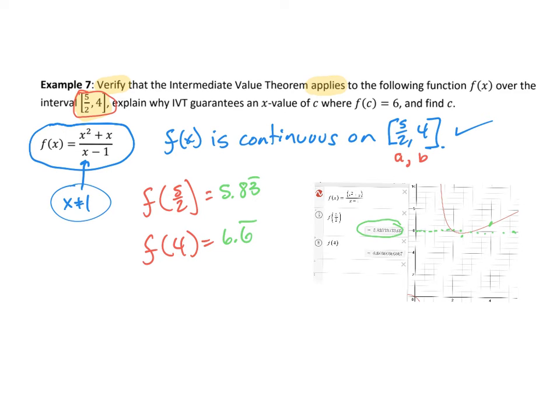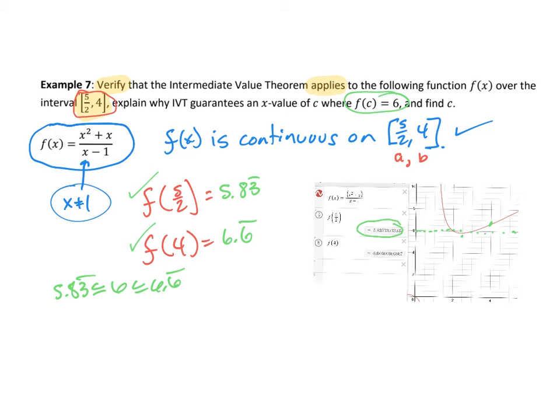Okay, so because f of a is at 5.83 something, and f of b is at 6.6 something, our intermediate value theorem guarantees us that we're going to have some c between 5/2 and 4, where f of c equals 6, because 5.83 is less than or equal to 6, is less than or equal to 6.6 repeating. In other words, 6 is between these two numbers.